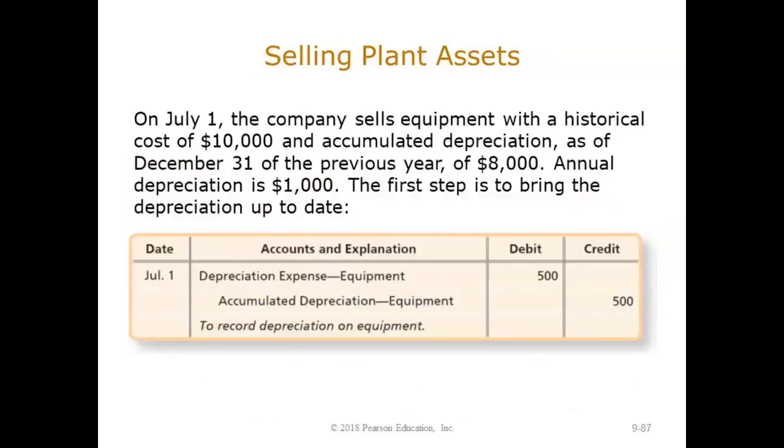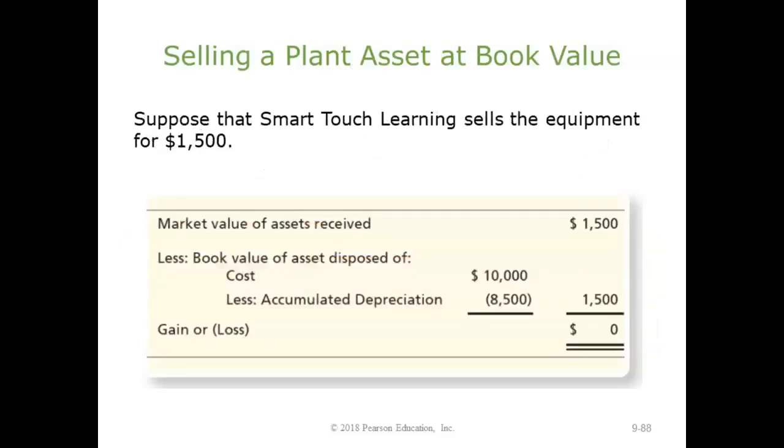Now let's take a look at selling the plant asset. Again, we've got to get our accumulated depreciation up to date here. So again, we'll make that debit to depreciation expense for equipment and credit to accumulated depreciation on the equipment of $500 for the half year of depreciation expense. Now, in this case, we're going to sell the equipment for $1,500. So again, I've got a book value on the equipment of $1,500, as you can see. And since the cash that I'm getting equals the amount of the book value, my gain or loss on this asset is going to be 0.